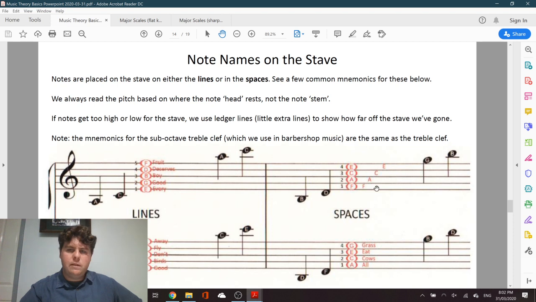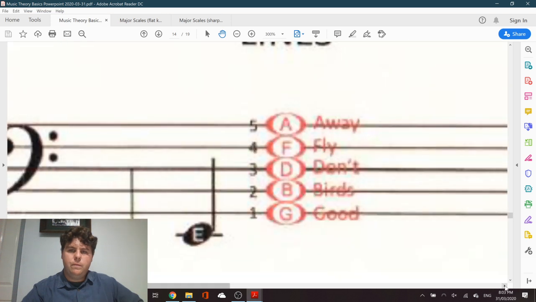I'll zoom in for the basses and the baritones down here. In our bass clef, the lines go G, B, D, F, A, or good birds don't fly away. And over here, the spaces spell A-C-E-G, and you can remember that by going all cows eat grass. That's one popular mnemonic you can use.